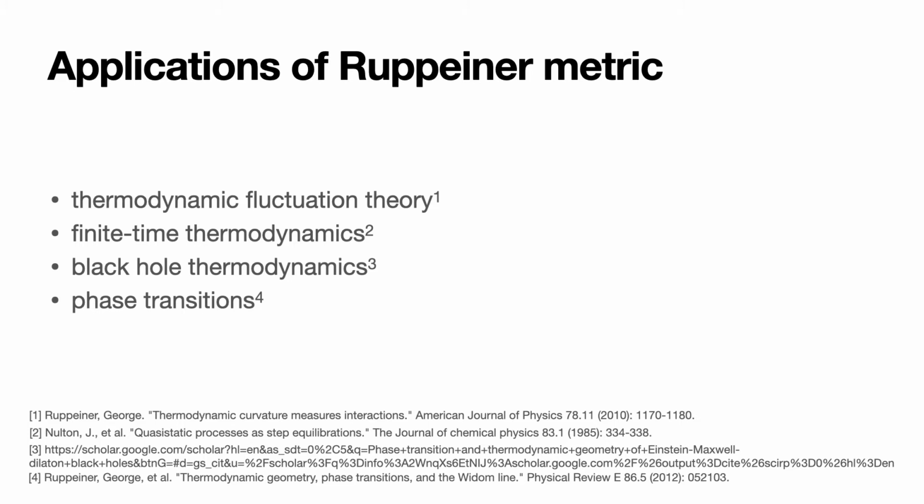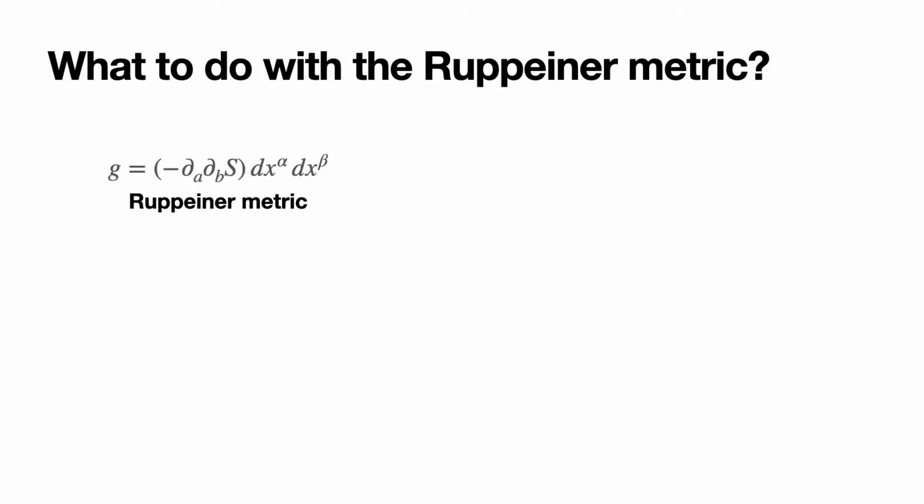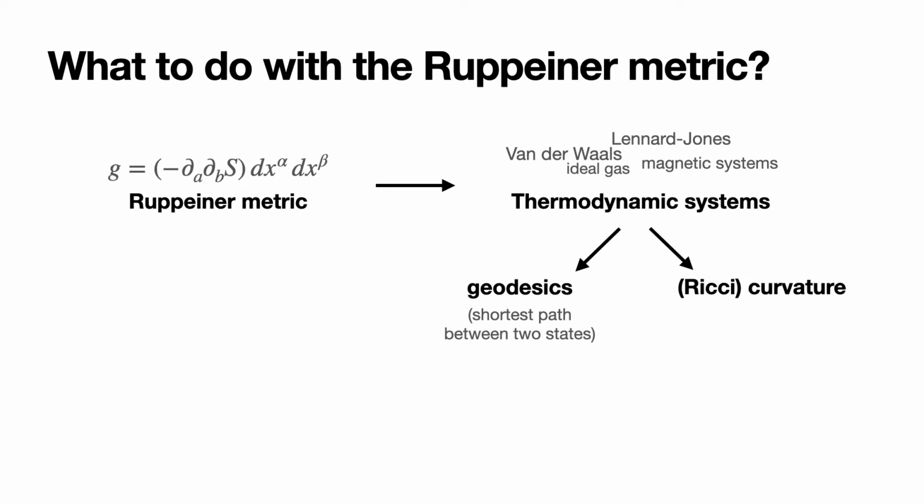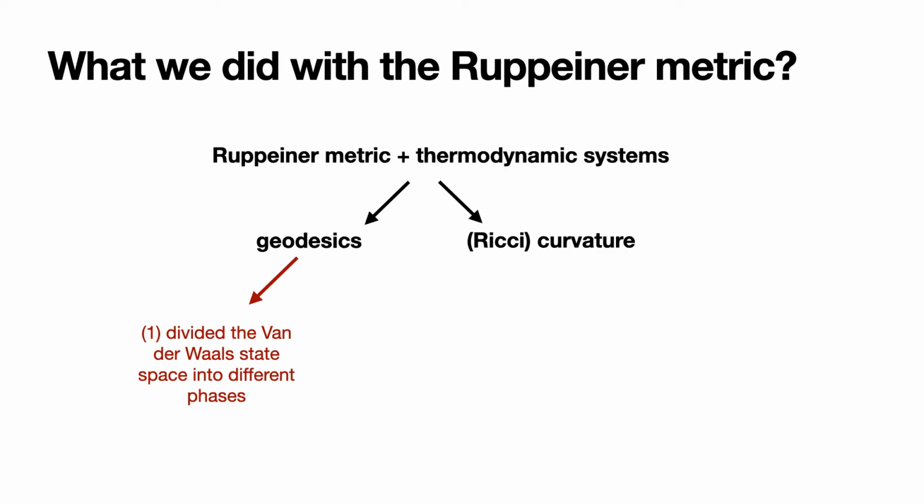Here are some of its important applications. So, how do we actually play with the Ruppeiner metric? Well, first, we find the Ruppeiner metric of different model systems, and then calculate its geodesics and curvature. A geodesic is the shortest path between 2 points. Now we're ready to go over our main results.